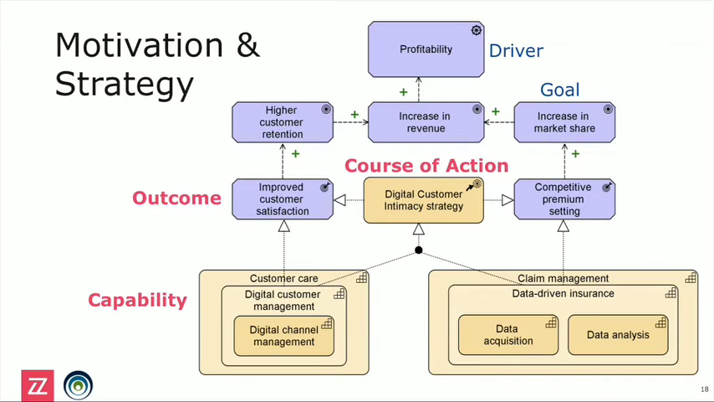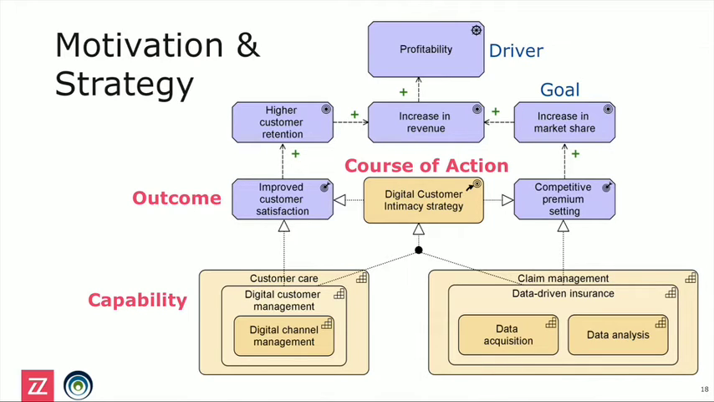Next to that, we added some other concepts. First of all, we have the concept called course of action. And the course of action is really taken from the business motivation model, and it's used to express things like strategies and tactics. How are you going to employ your capabilities, your resources, to achieve these outcomes? That's basically what a course of action does.